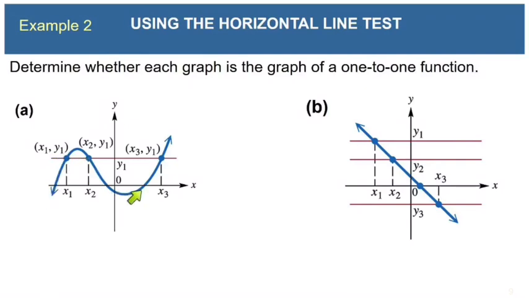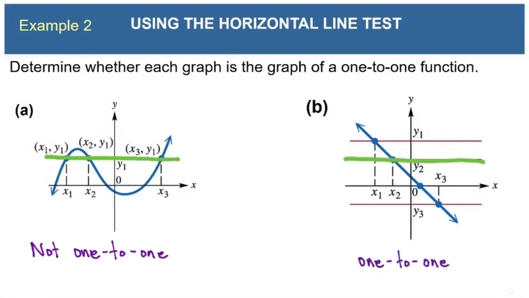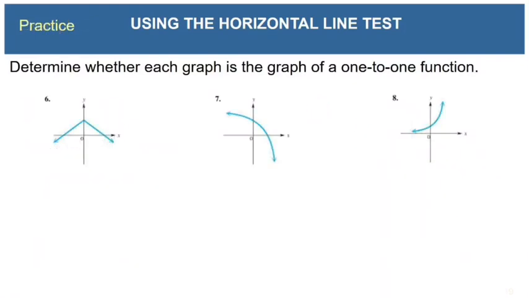Okay, well here we have a function that's curving, and when we draw a horizontal line, we are able to cut the graph more than one time. So this graph is not one-to-one. However, on part B, this is a straight line, and so when we draw a horizontal line, each horizontal line only can touch the line one time, and therefore this graph is one-to-one. So this is pretty easy. You can pause the video and determine whether each of these is one-to-one. And now I'll just go through it with you and check for you.